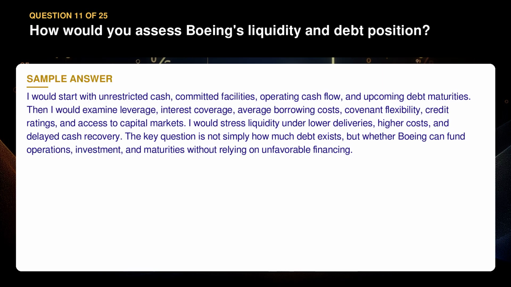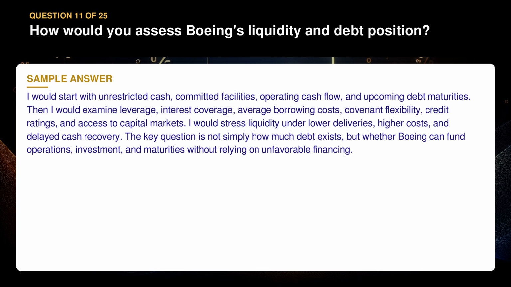Question 11. How would you assess Boeing's liquidity and debt position? I would start with unrestricted cash, committed facilities, operating cash flow, and upcoming debt maturities. Then I would examine leverage, interest coverage, average borrowing costs, covenant flexibility, credit ratings, and access to capital markets. I would stress liquidity under lower deliveries, higher costs, and delayed cash recovery.